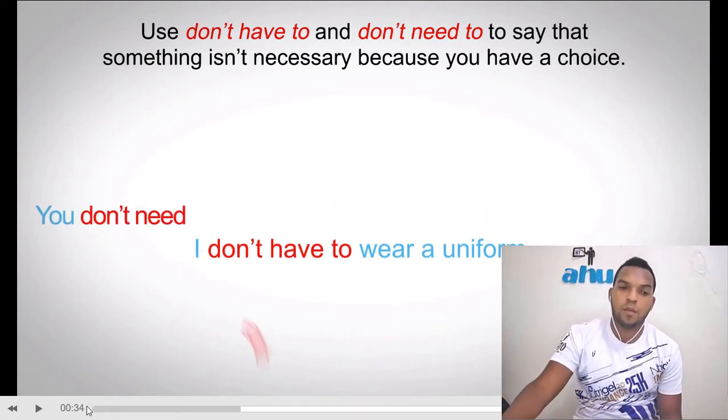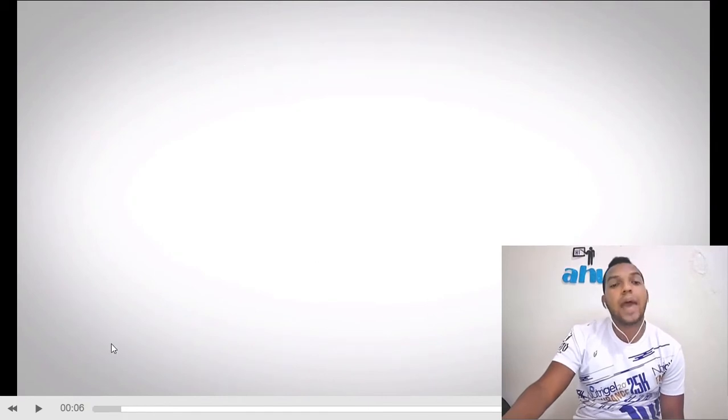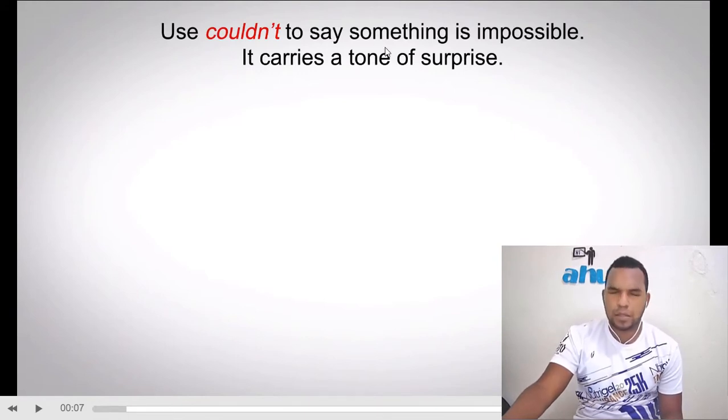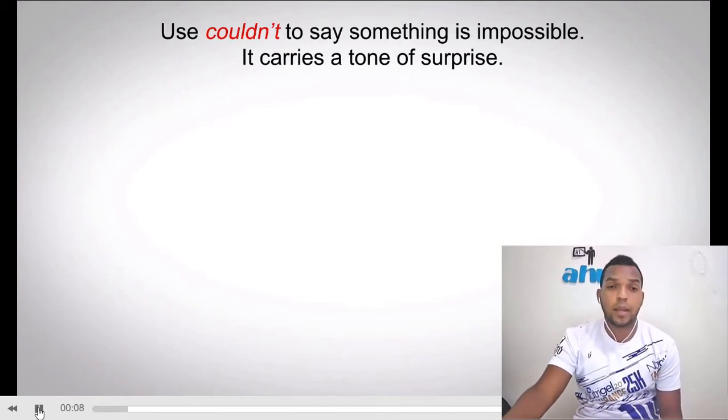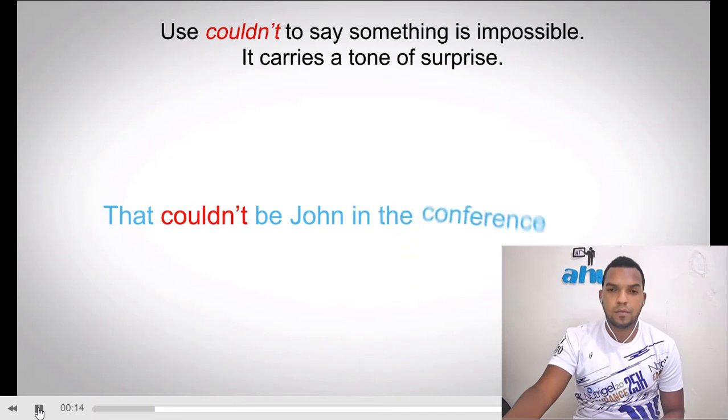So we're going to stop it here. Here we have, that was the first. Use couldn't to say that something is impossible. It carries a tone of surprise. So it is when you say something a little bit surprised, it is impossible. It carries a tone of surprise. That couldn't be John in the conference room.